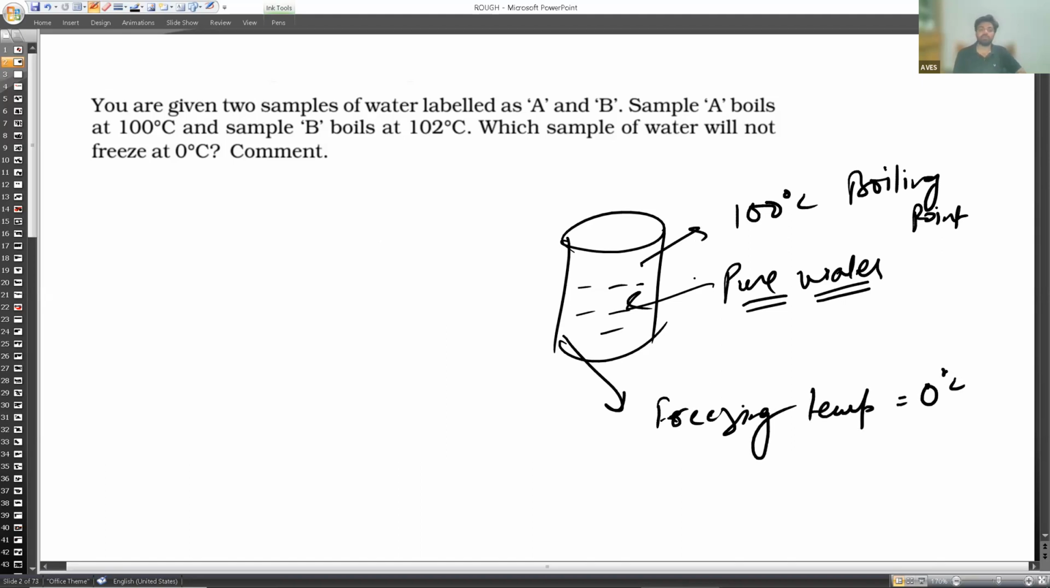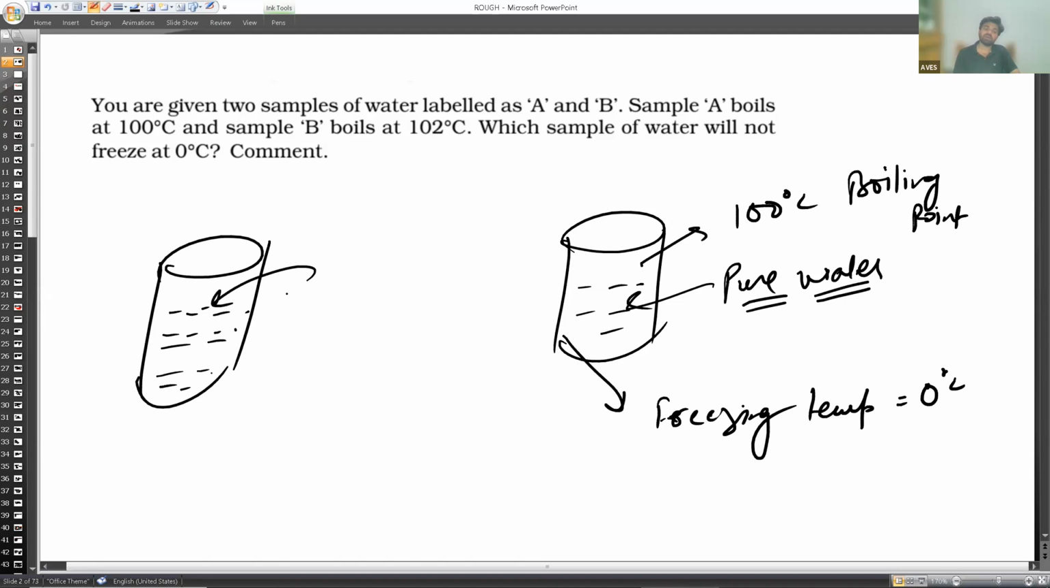is 0 degrees Celsius. But you need to keep in mind, just concentrate here, when we mix something into pure water, it is now a solution. When we have a solution, there is an elevation in boiling point. Elevation means increase in boiling point, and depression in freezing point is seen. A solution always has a greater boiling temperature than its pure form, and a lower freezing temperature than its pure form. So elevation in boiling point and depression in freezing point is seen in a solution.